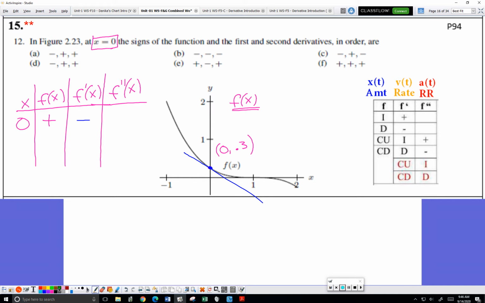Now I need to look at how f relates to f double prime. So right here, f is concave up, so the y-coordinate on f double prime would have to be positive. Question?